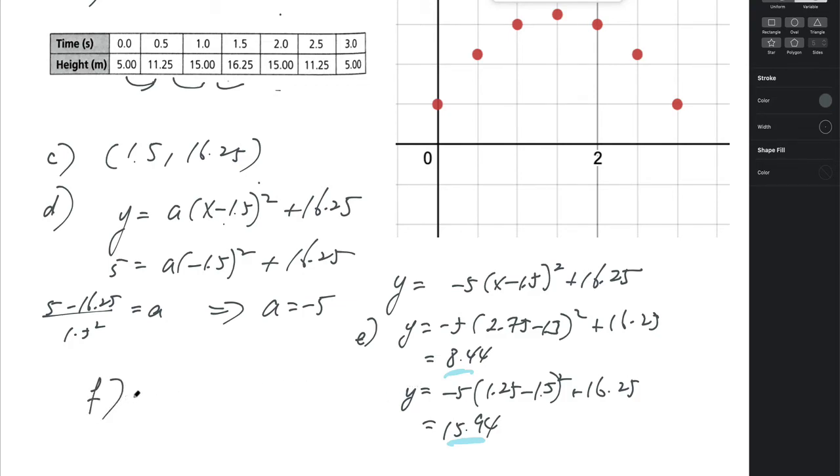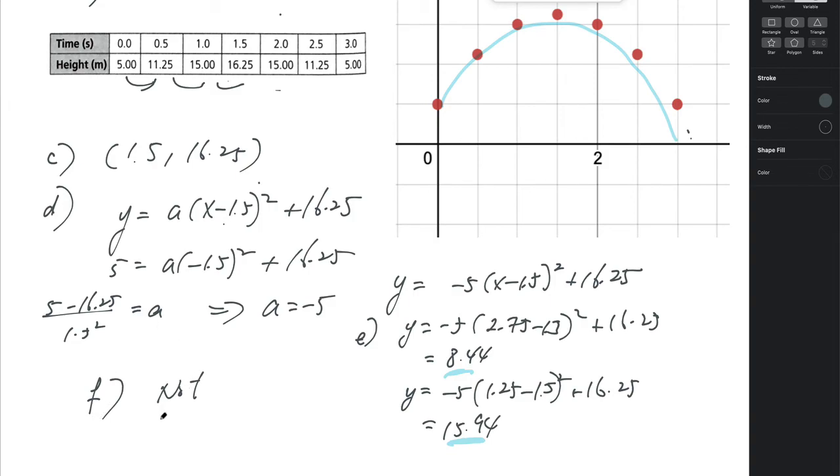How effective is your model for time values that are greater than 3.5? Well, I think it's going to hit the ground by then. So not very useful, right? The model is only valid until it hits the ground. If time goes beyond that, it's useless basically, right?